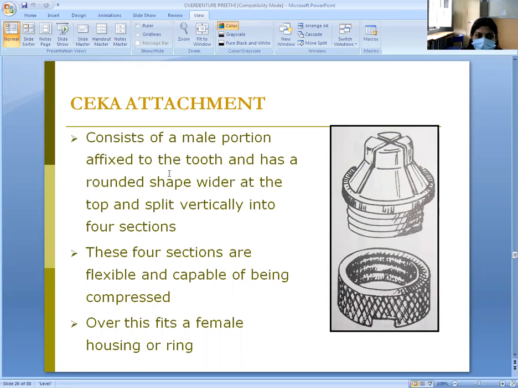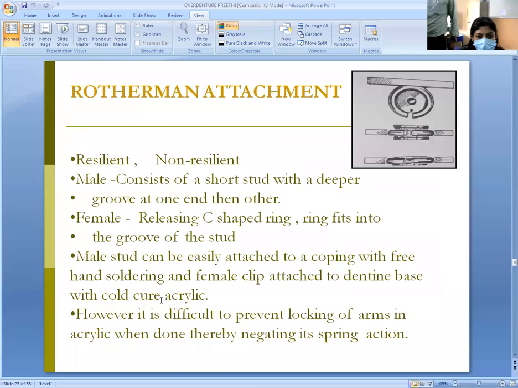See here, it consists of a male portion affixed to the tooth and has a rounded shape, wider at top and split vertically into four sections. These four sections are flexible and capable of being compressed. Over these fits the female housing or ring.